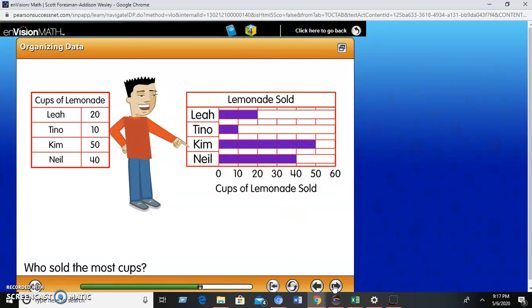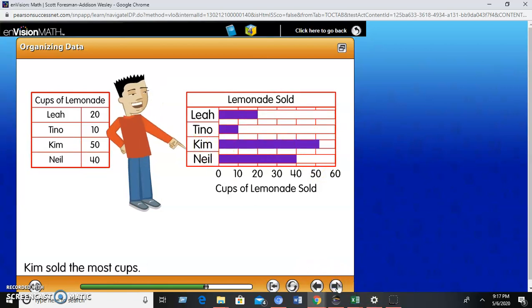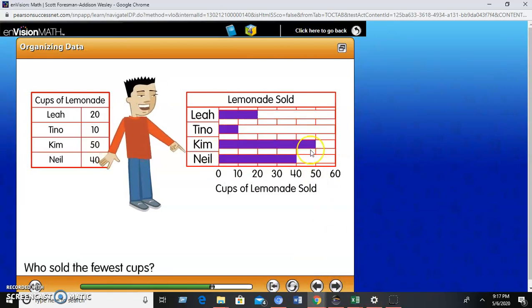Who sold the most cups? If you just look at the bar graph, which one is the most? This one is 50, so you go all the way across. That was Kim. Kim sold the most cups, and she sold 50.